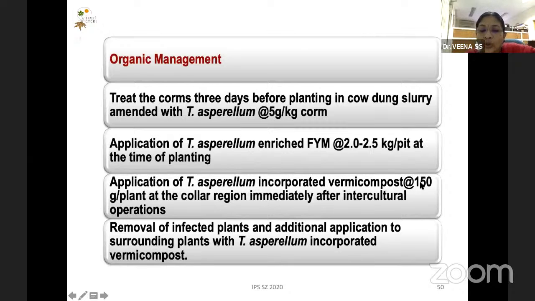This point is also very valid because, as I told, injury at the collar region is very important, and most of the time the injury is caused during the intercultural operation. So don't wait. Immediately after intercultural operation, the plants have to be protected. Remove infected plants and apply additionally to surrounding plants with Trichoderma asperellum incorporated vermicompost.